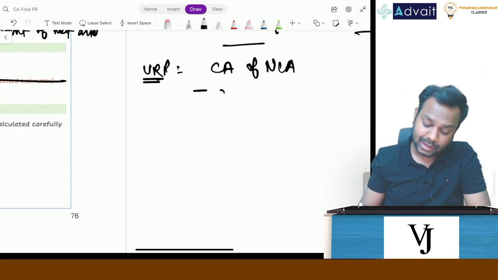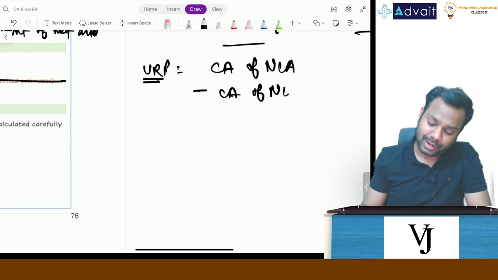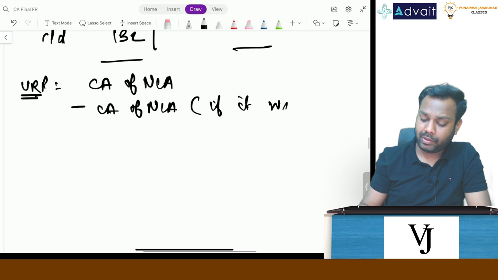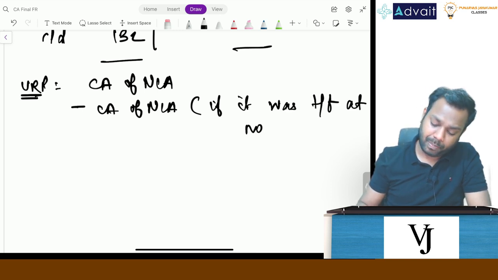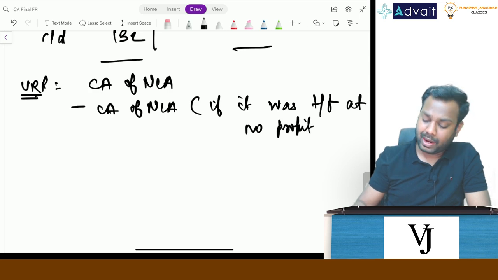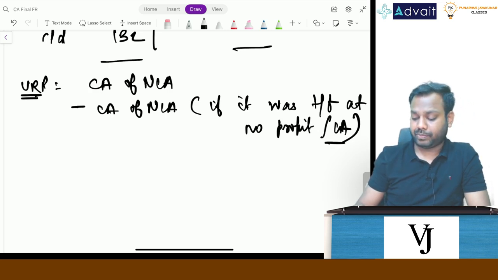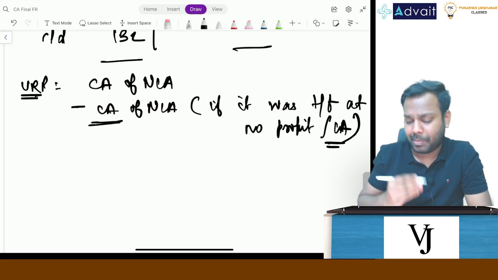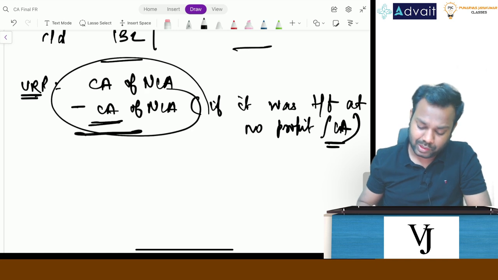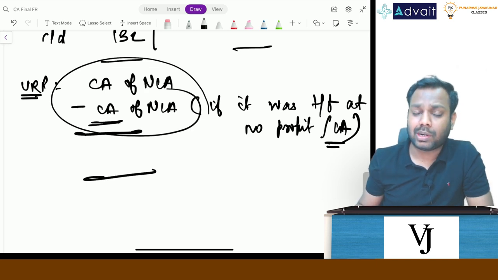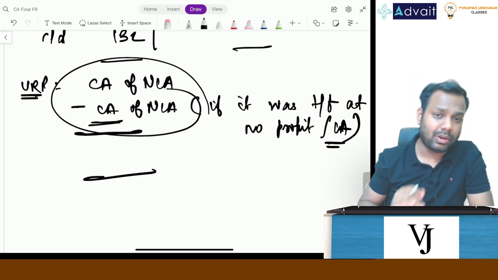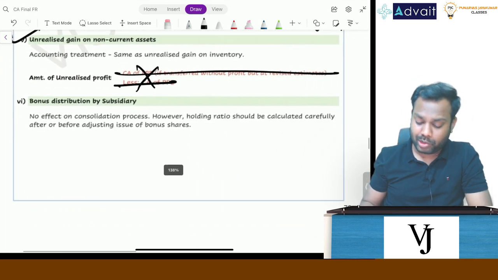minus carrying amount of non-current assets if it was transferred at no profit, or at carrying amount, then what should have been the carrying amount? The difference of this is the unrealized profit on transfer of non-current assets, either between parent to subsidiary or between subsidiary to parent. Okay, now bonus distribution by subsidiary.